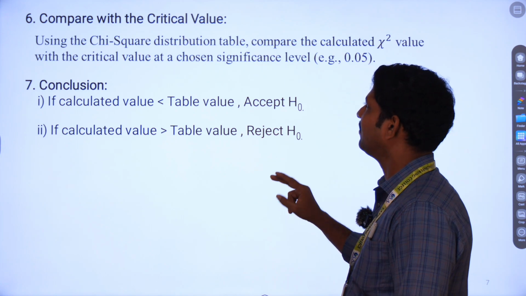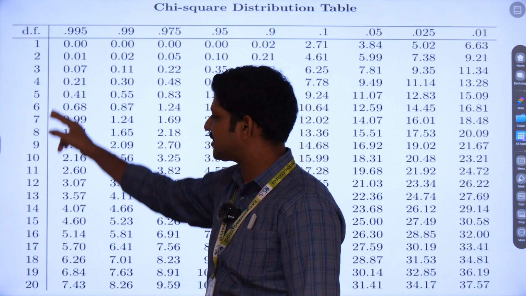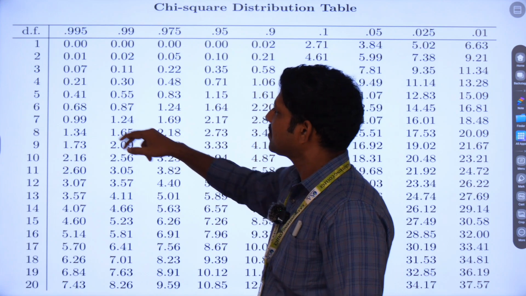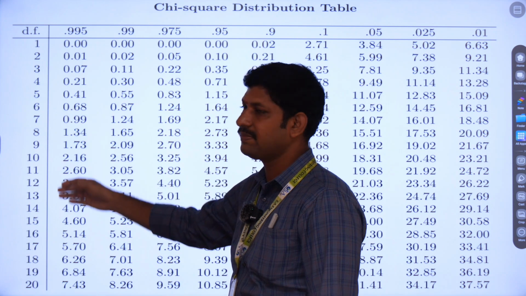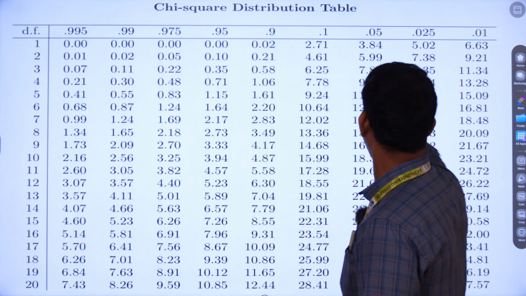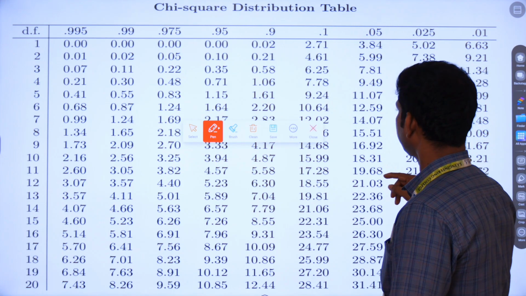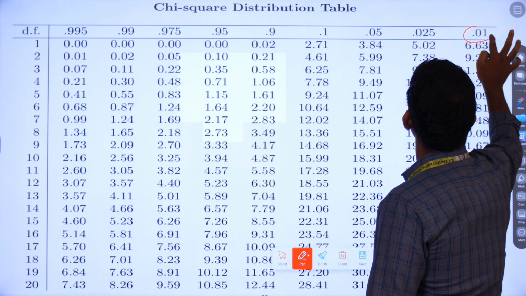What is meant by the table value? This is the chi-square distribution table. The column gives the degrees of freedom up to 100. So degrees of freedom 1, 2, 3, 4, 5, 6, 7, 8 are given row-wise. The other axis is given as a percentage, which is the 1% level.